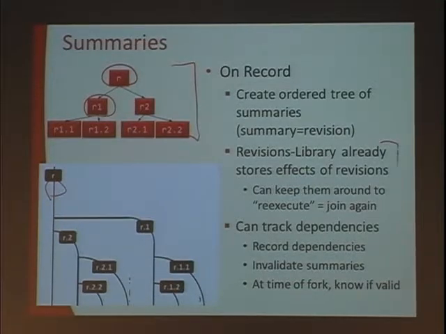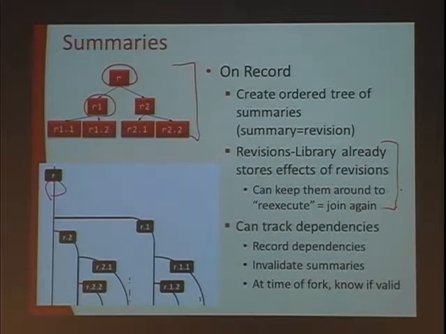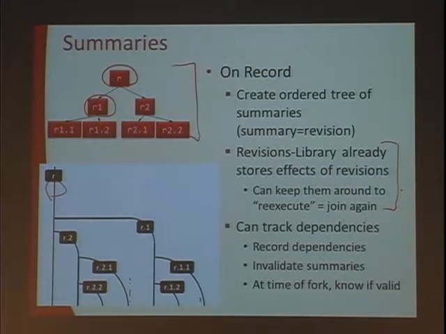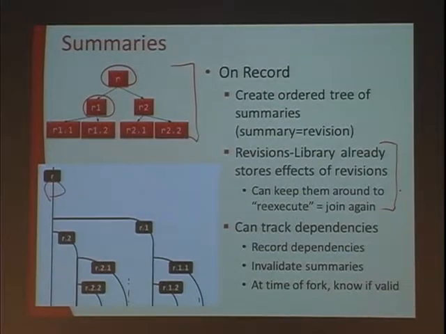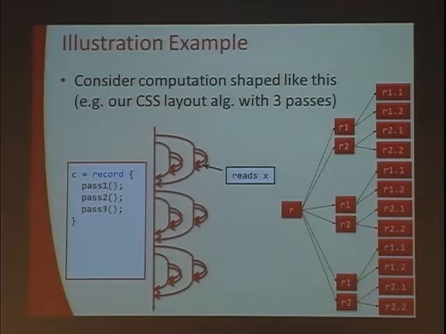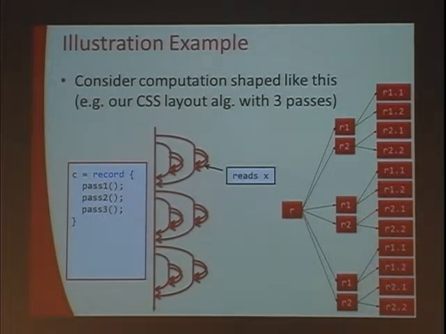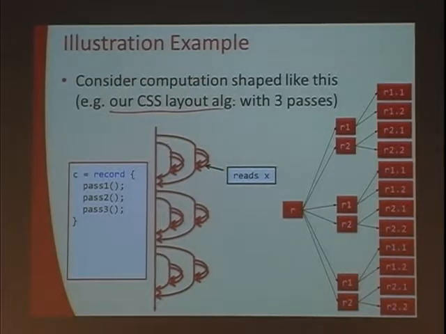So as I said, the revision library is already storing for us the effects of executing these revisions. We can track these dependencies and invalidate summaries. And we invalidate on writes. And at the time of the fork, we can safely determine if a summary is valid. So let's just take a small example here. This might be, for example, the CSS layout algorithm, which we parallelized here.